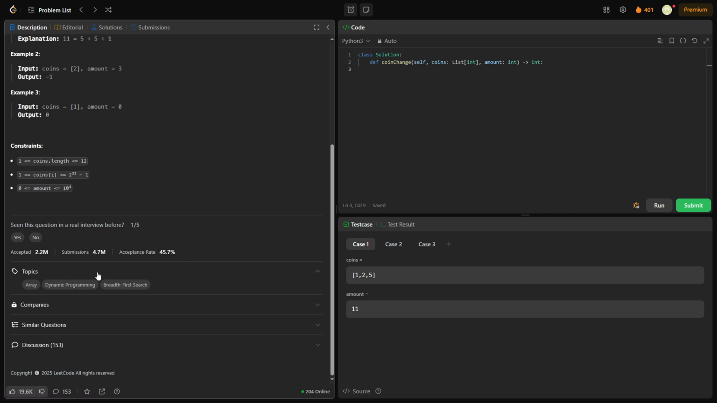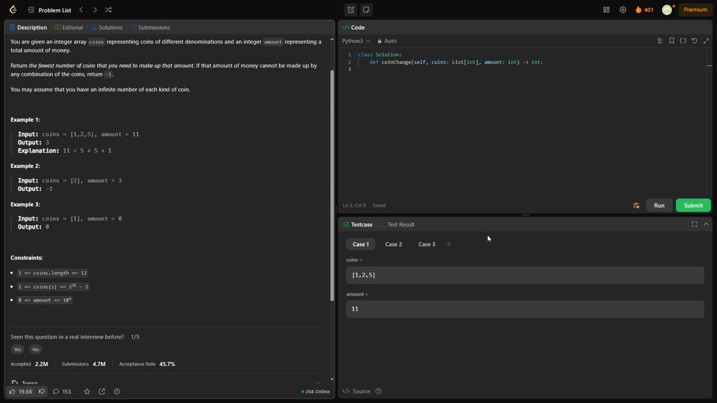Now, if we go to topics, you'll see this problem is a DP problem, right? Dynamic programming. But it's also a breadth first search problem. And we're not going to use breadth first search to solve this problem because it's a little bit less optimal, but I'll draw it out, right?